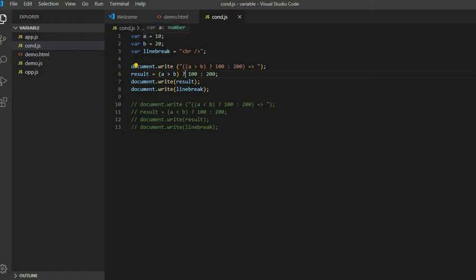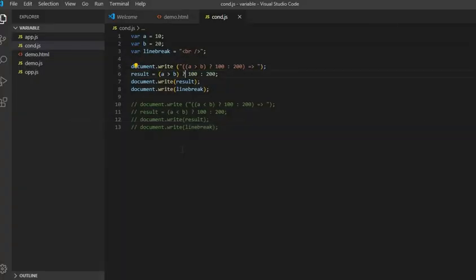So here the value of a is 10 and the value of b is 20. So is 10 greater than 20? No, it is not. So instead of 100, it will print 200. So let's run this. It has printed 200.